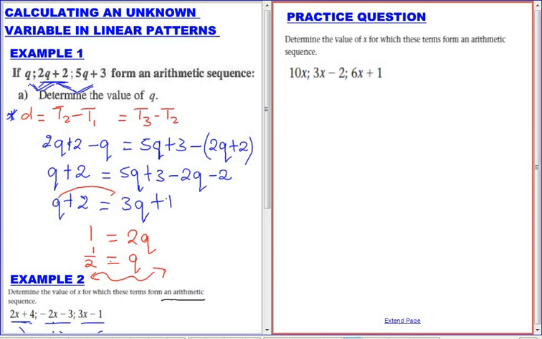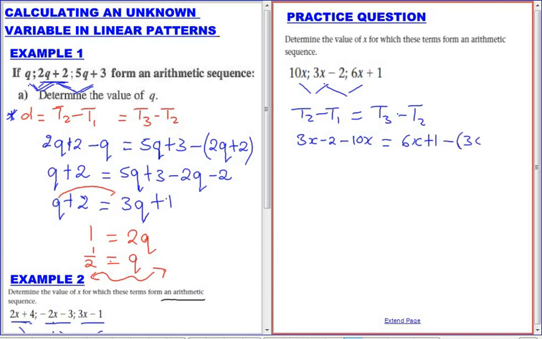Well, as you can see, I'm sure you got it right. You still use the common difference there. So you still say T2 minus T1 should be equal to T3 minus T2. That is what we know. So if I make the substitutions, I have 10x in that one is equal to T3, which is 6x plus 1 minus 3x minus 2. If you're subtracting something that has got more than one term, just make sure to put it inside the brackets.